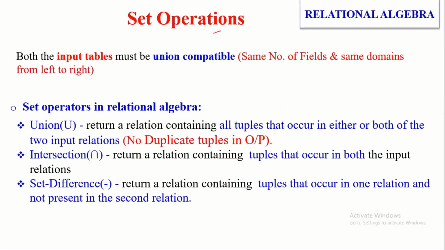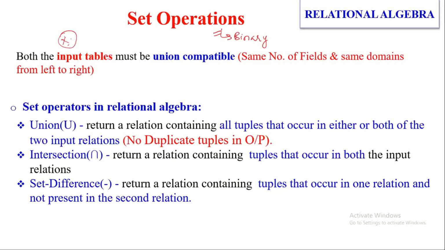Coming to the set operations in relational algebra, set operators are the binary operators, right? So they work on two tables and produce a single table as the output. Okay, so what is the condition for the input table? That is very important whenever we learn about set operations.